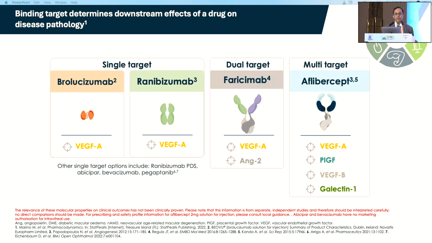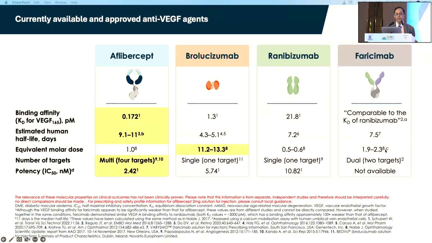Binding target determines the downstream effects of a drug on disease pathology, and we can see here that aflibercept binds not only VEGF-A but also PlGF, VEGF-B, and galectin-1, as opposed to the other agents, which bind predominantly VEGF-A, and in the case of faricimab, Ang2 as well.